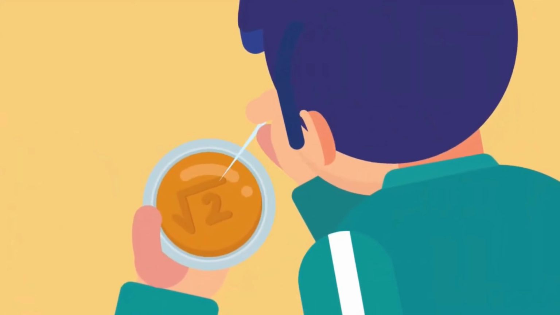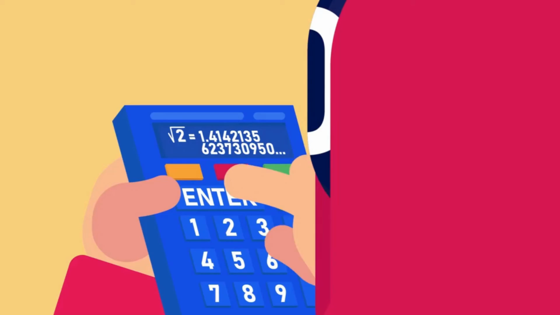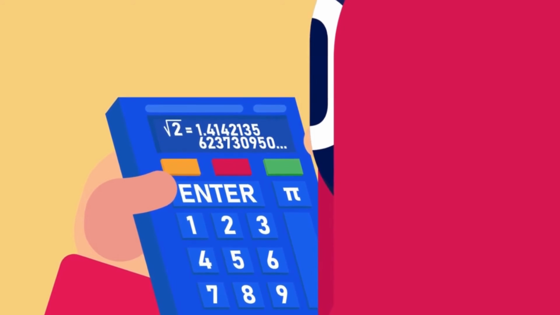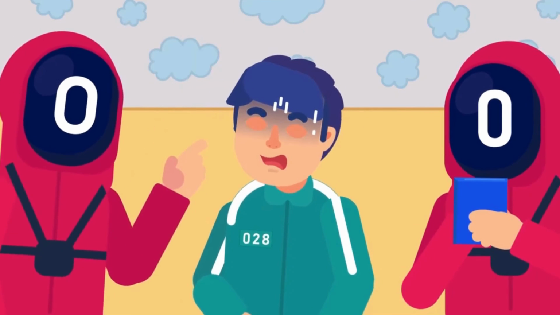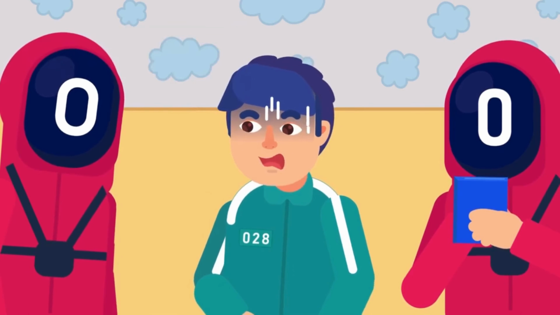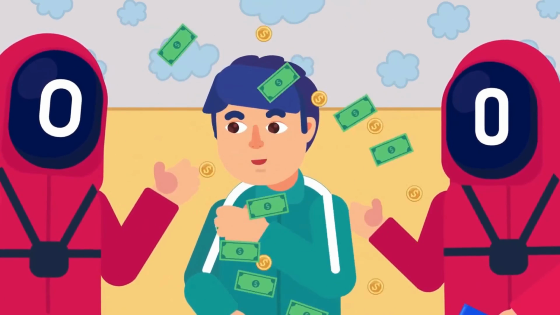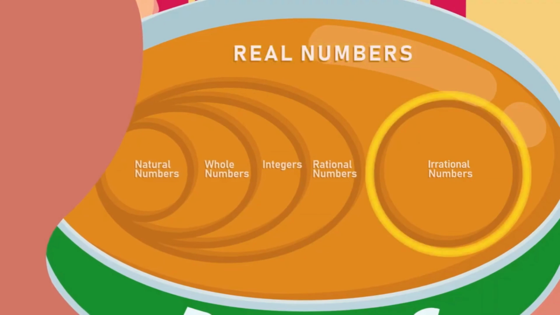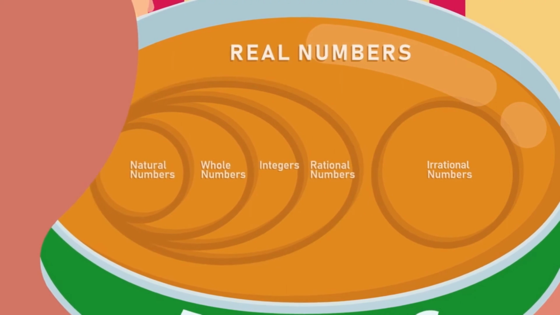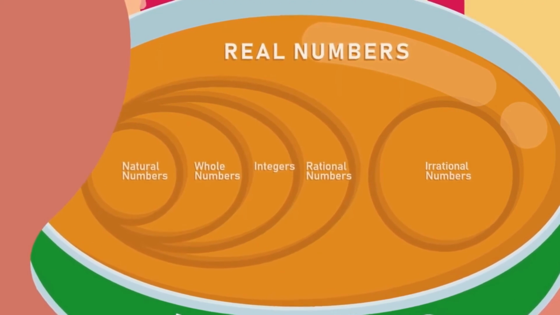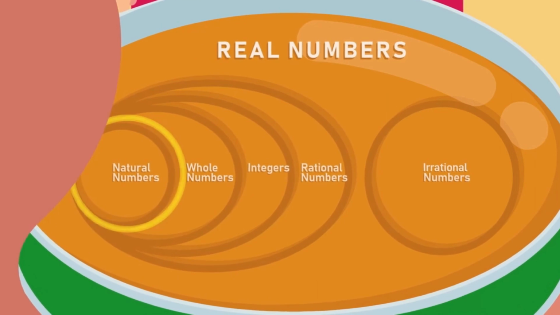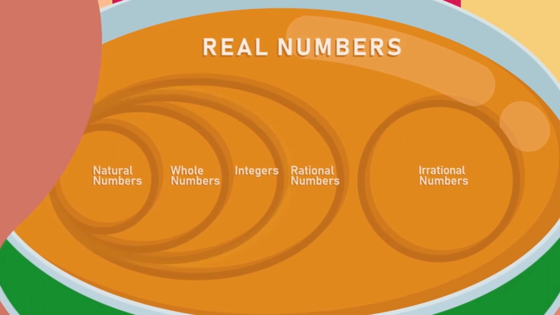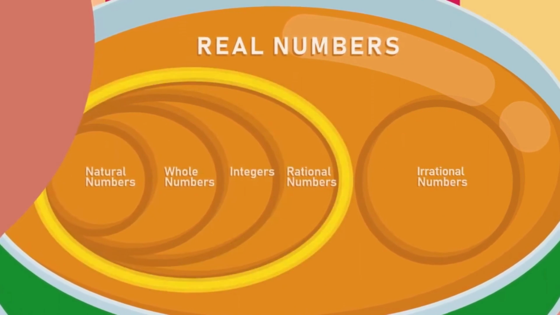Similarly, the square root of 2 is also an irrational number. The square root of 2 is 1.4142135623. It keeps going. Therefore, that decimal number cannot be represented by a simple fraction. Hence, the square root of 2 is an irrational number. By this Venn diagram, we can see that real numbers include irrational and rational numbers. Within rational numbers, the diagram shows us that the natural numbers are a subset of whole numbers. The whole numbers are part of integers. Integers are a subset of rational numbers.